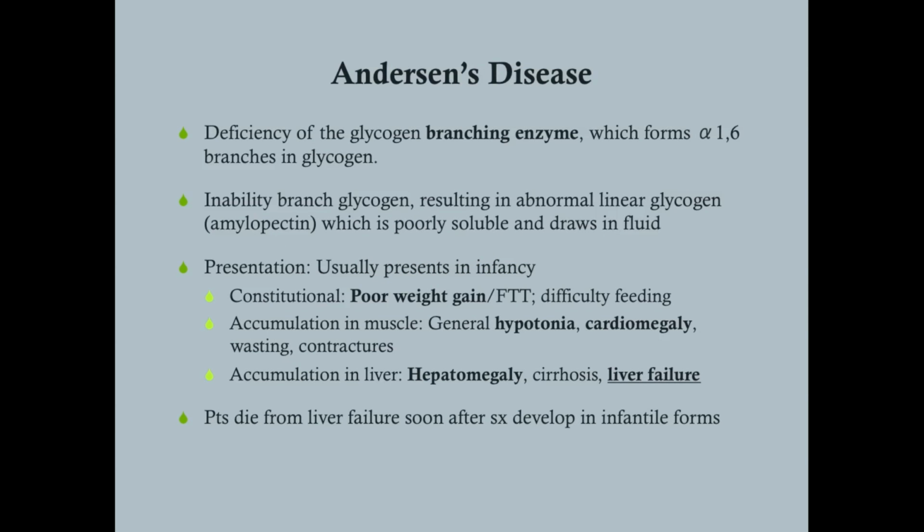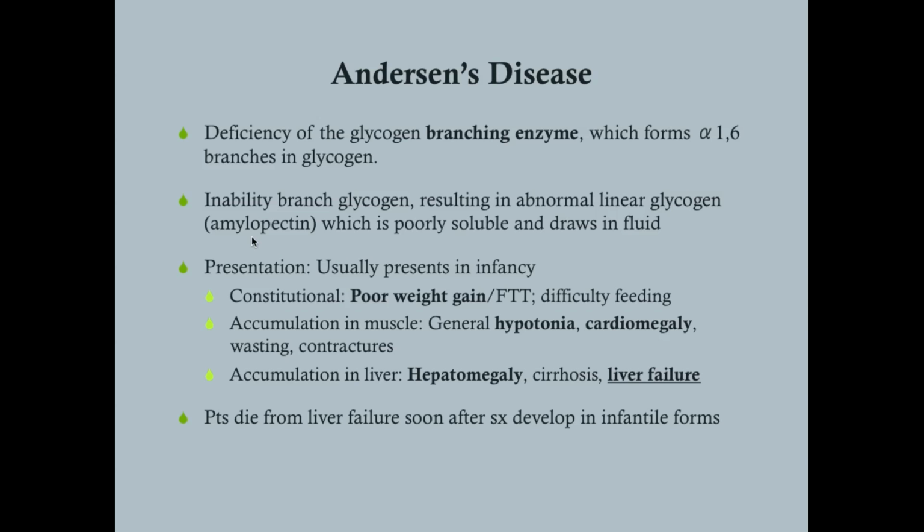Okay. Andersen's disease, again, very, very rare. I think it's like 1 in several hundred thousand. So this is deficiency of branching enzyme. Now remember what branching enzyme does. It forms those alpha-1,6 bonds. Without that, all we can do is form straight glycogen, just linear glycogen. Problem with that is it's very poorly soluble. And so you'll get very abnormal glycogen, also known as, can be referred to somewhat errantly as amylopectin.